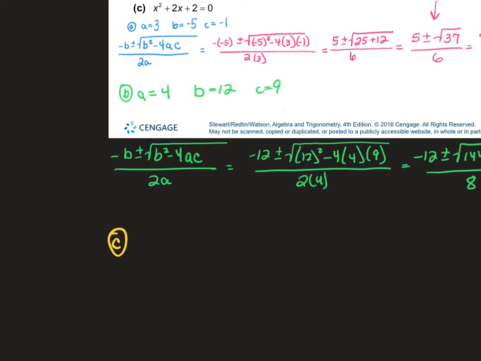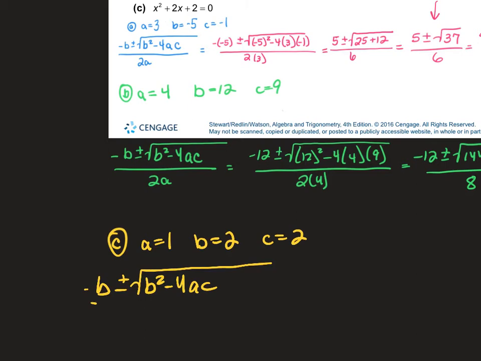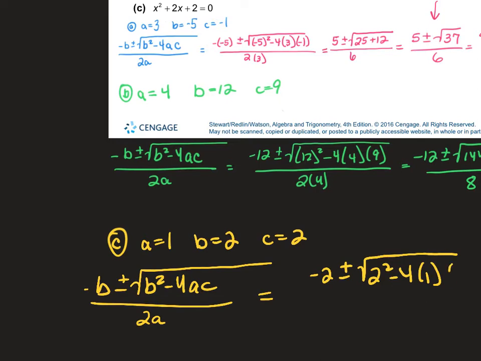All right, let's look at C. A is 1, B is 2, C is 2. So write down the quadratic formula. Negative b plus or minus the square root of b squared minus 4 times a times c, all over 2 times a. So fill in. I have negative 2 plus or minus the square root. What's b? 2. So 2 squared minus 4 times a is 1 times c is 2, all over 2 times 1.